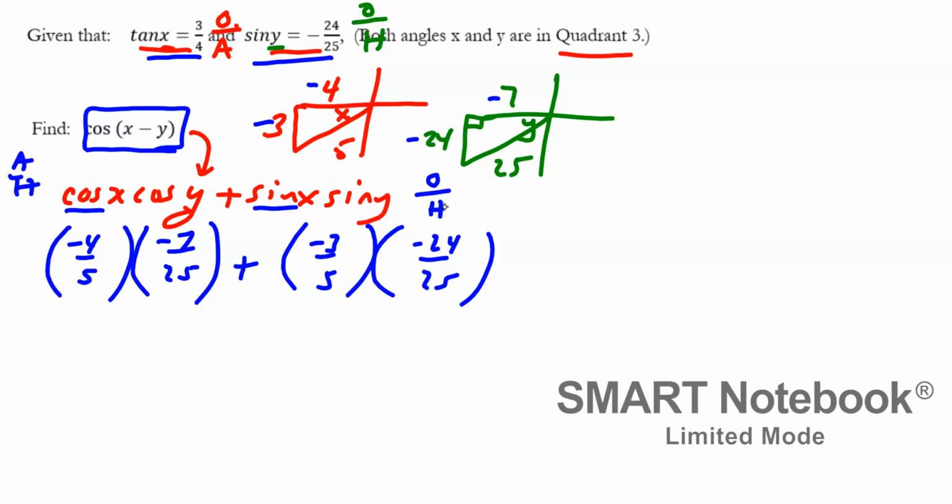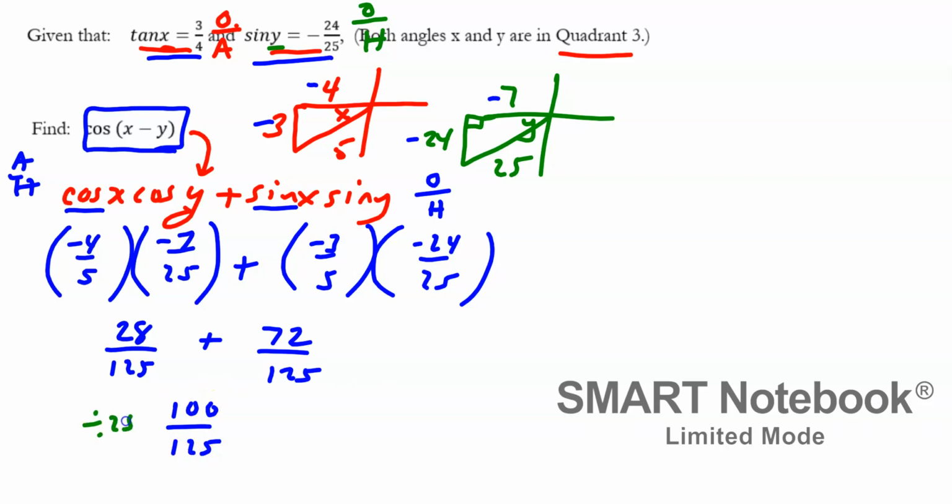Now that I have all my ratios for my triangles, I just need to multiply and combine. These first two fractions multiply to be positive 28 over 125. The second pairing multiplies to be 72 over 125. This would give me an answer of 100 over 125. But 100 over 125 can be reduced. They're both divisible by 5, but a larger number they're both divisible by is 25. Divide these both by 25, I get an answer of positive 4/5.